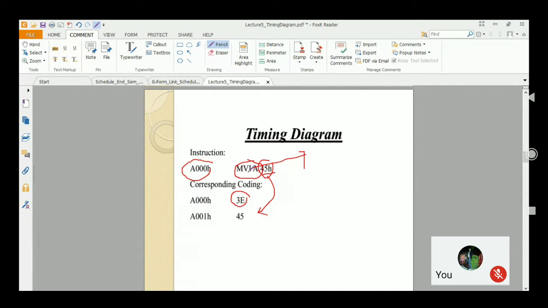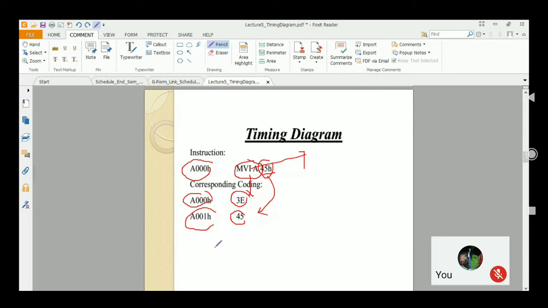For the MVI instruction's corresponding code, users go to the appendix and see this, as there is lots of combinations given in the appendix: MVI, MOV, LXI, STA, all given, and each different instruction has a different opcode. This one has this particular opcode, and 45 is going to be loaded in this instruction. So while drawing the timing diagram, I need to load this instruction here, and also load this particular opcode in this instruction.